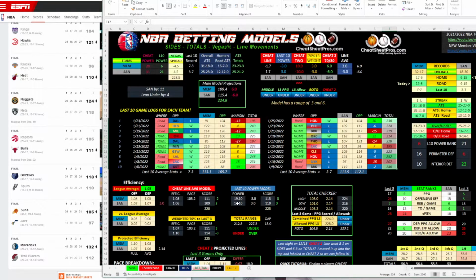When you're looking at this sheet, this is a lot of information. So what you need to do is look at our model and then determine, do I like that? Do I agree with it? This is meant to point you in the direction of a game you like so you can investigate it and take a look at it. If you want to bet it blindly, you're welcome to.